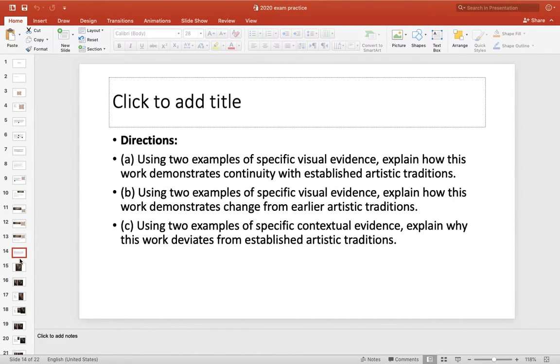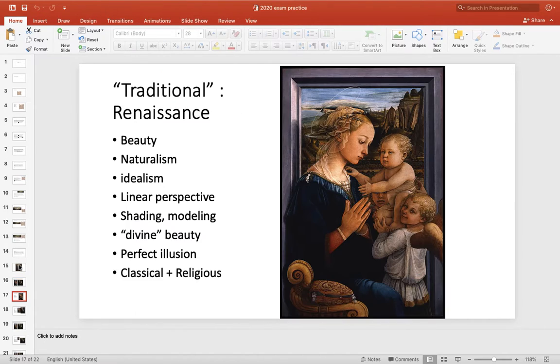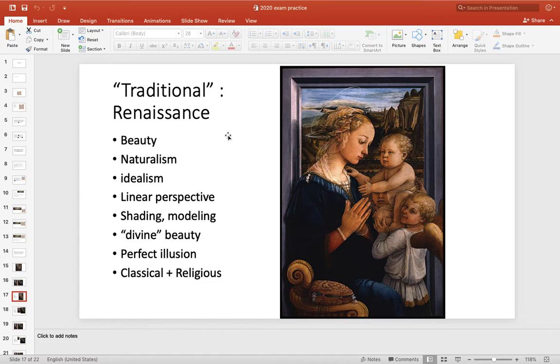First of all, on this kind of prompt, when they say tradition, you want to go backwards. So for this painting, when you go backwards, you're going to go to, and here's the official prompt, specific visual evidence, meaning look at it. How does it show continuity with artistic traditions? What does it look like? So in this case, the Renaissance is traditional. It's beautiful. Naturalism, idealism, linear perspective, shading, modeling, divine beauty, perfect illusion, maybe classical symbols.